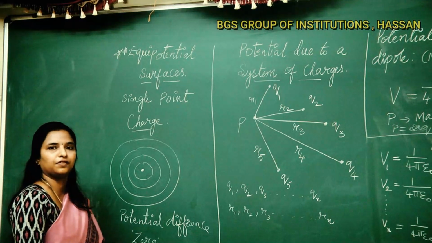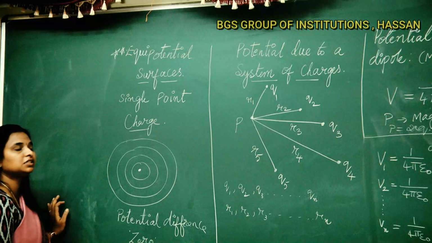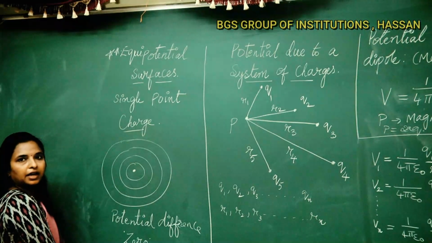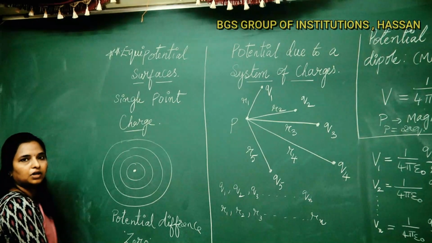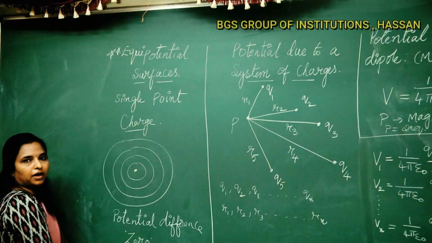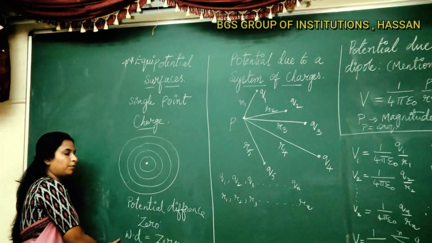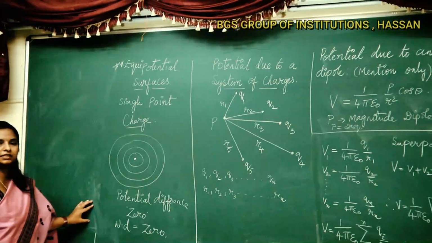So these are the definitions you may get in your examination. That is the definition of equipotential surface, and what is the potential difference over an equipotential surface, and it is 0, and what is the amount of work done over an equipotential surface, and that is also 0. What is the reason? Because potential difference is 0 at all points, isn't it?